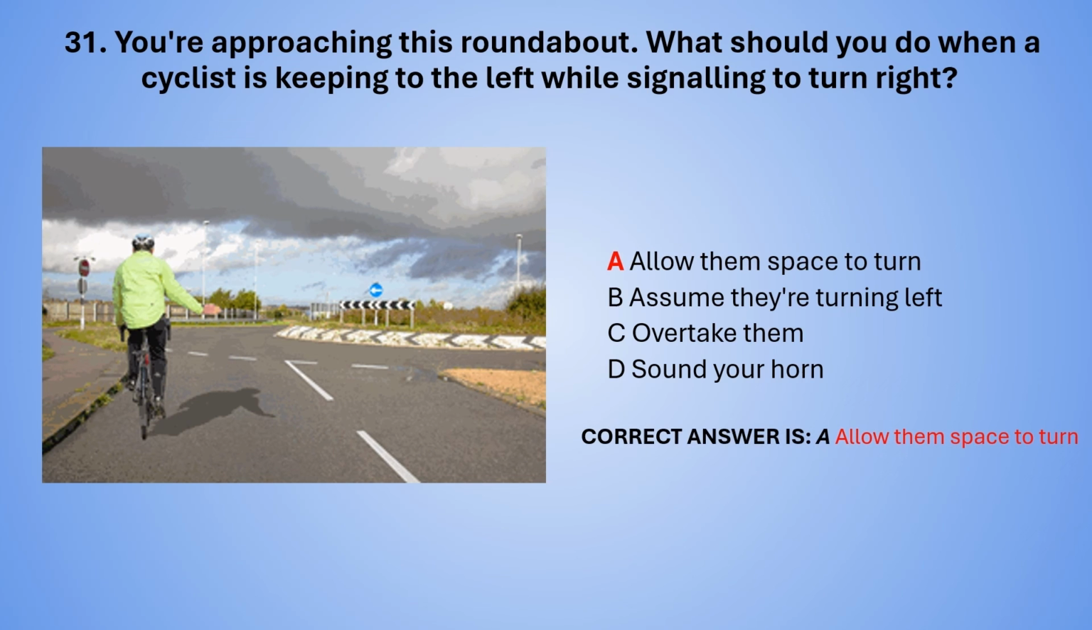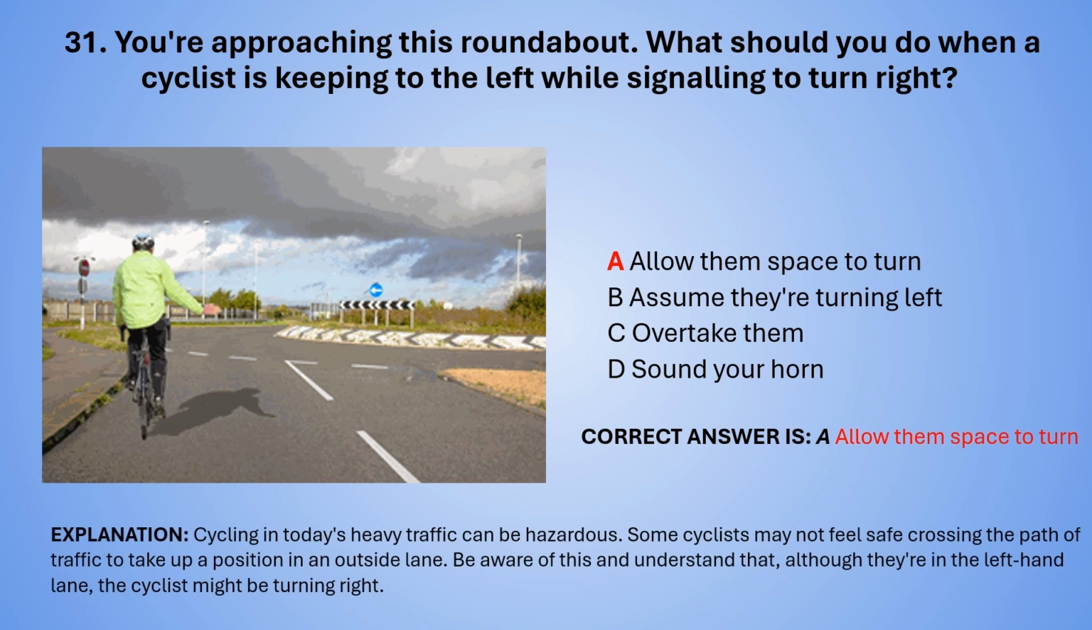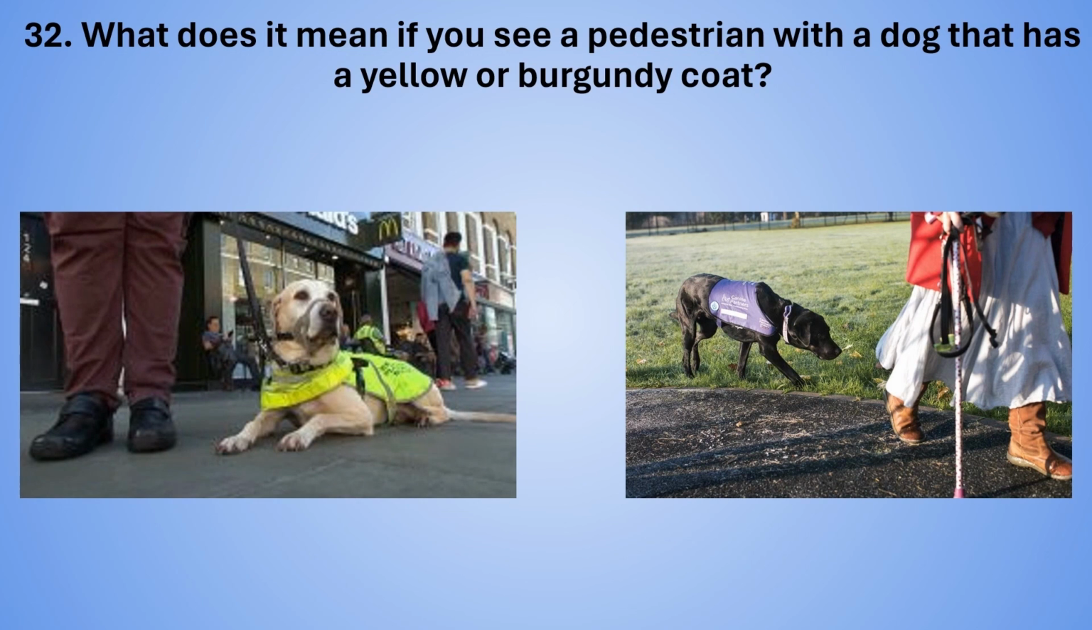5, 4, 3, 2, 1. The correct answer is A. Allow them space to turn. And this is because cycling in today's heavy traffic can be hazardous. Some cyclists may not feel safe crossing the path of traffic to take up a position in an outside lane. You need to be aware of this, and you also need to understand that even though they are in the left-hand lane, the cyclist might be turning right.